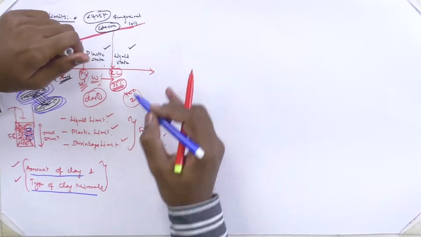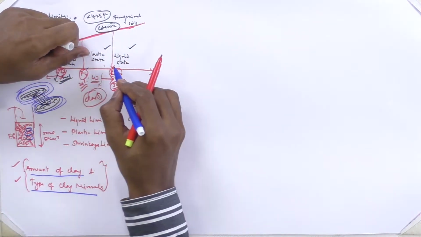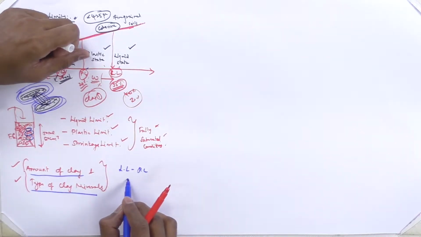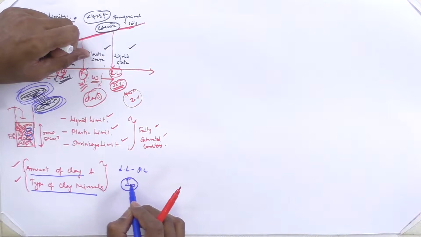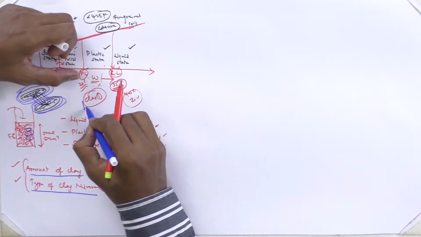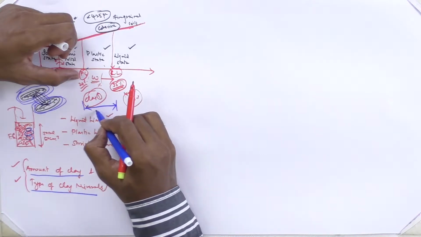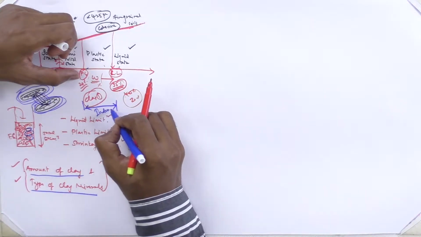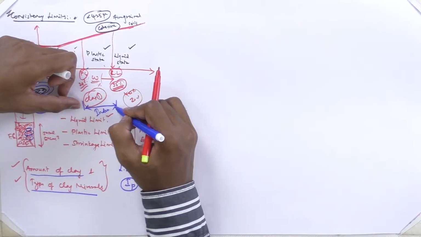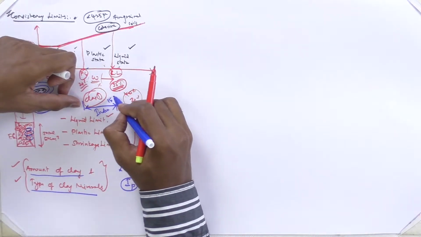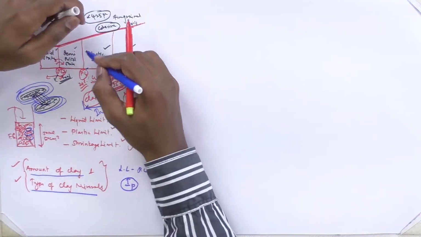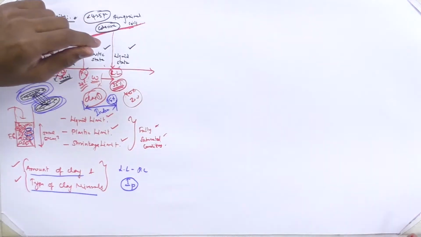So how to find this? For example, liquid limit minus plastic limit is nothing but the plasticity index, which means starting from 20% to 35% the soil can be plastic. So it is a range, or an index. In this range from 20 to 35% you get 15%, and in this 15% range the soil can be in plastic state.